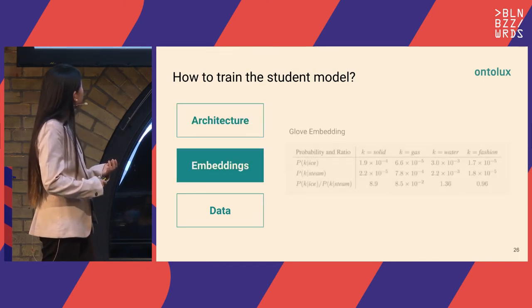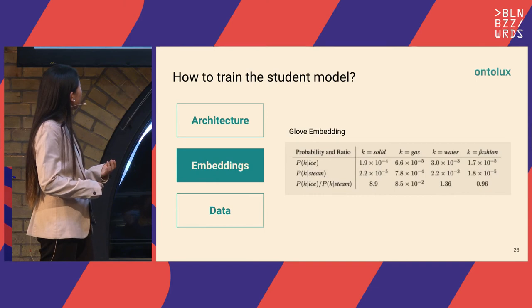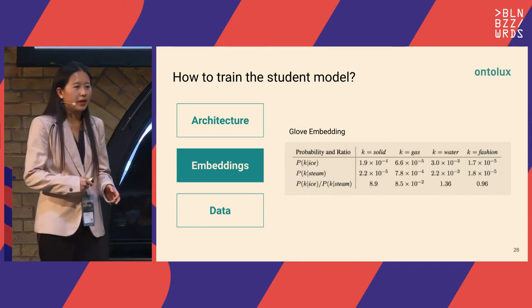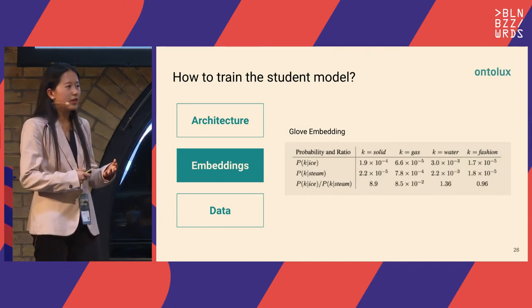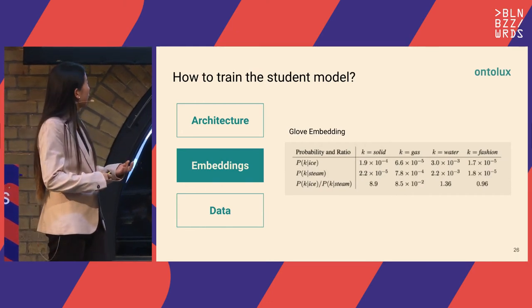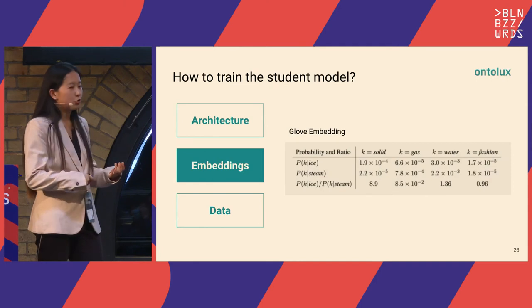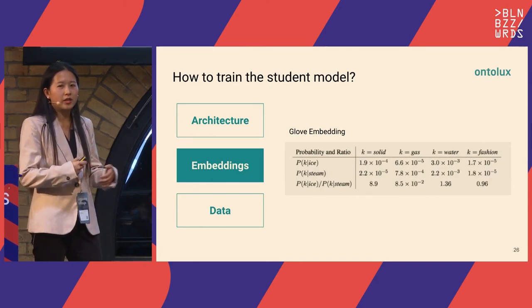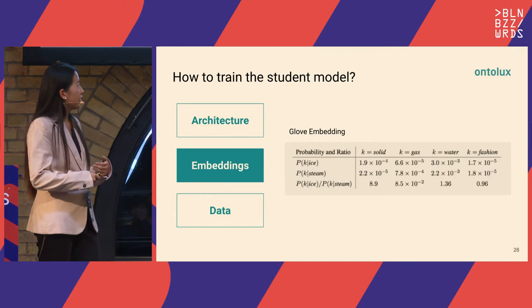And for embeddings, we are choosing the popular and conventional GloVe embedding, because we already lost the semantic information from a transformer model. That's why we would like to have a pre-trained word embedding that already contains a lot of semantic information.